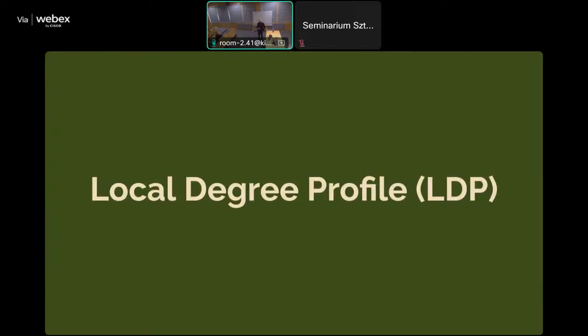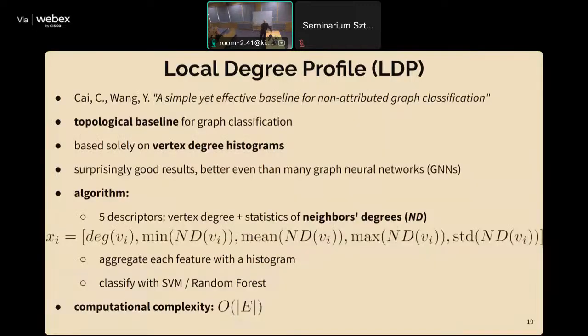So first practical example, the local degree profile algorithm, or LDP. The local degree profile has been proposed in a paper by Cai and Wang, A Simple Yet Effective Baseline for Non-Attributed Graph Classification, at an ICML workshop. And this is a topological baseline for graph classification. So firstly, this is based only on graph topology. This does not use any attributes at all. Even if you have attributes, LDP does not use them. This is meant as a baseline.